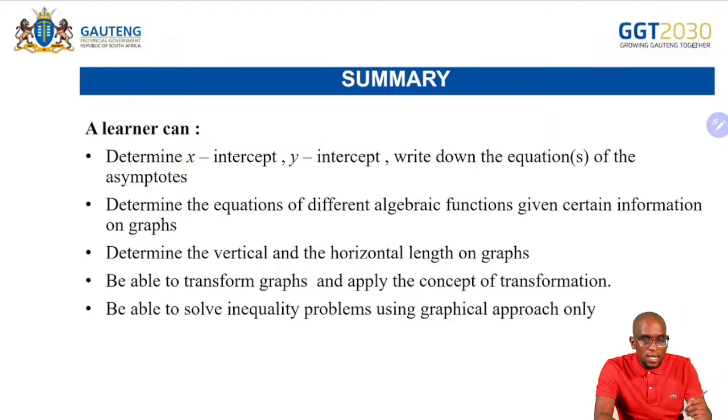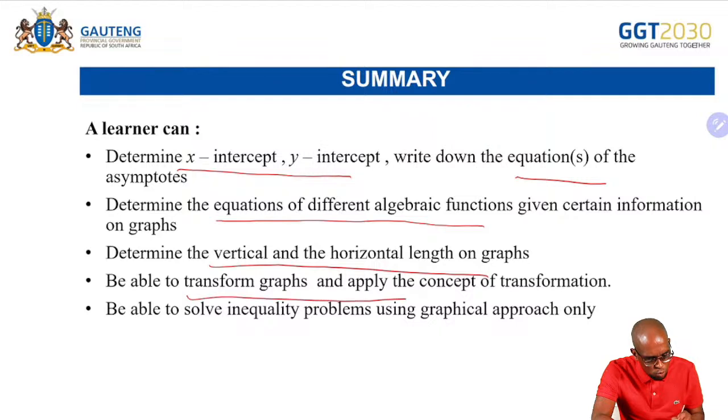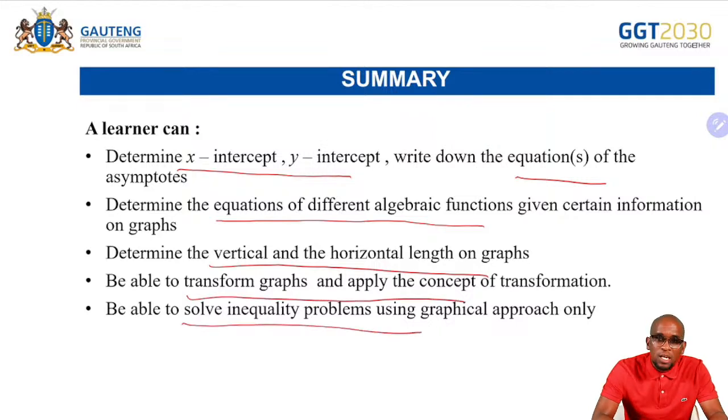But now the summary of this lesson is that we learned that we can determine the x and y intercepts as well as write the equations of the functions. We determined the different equations of all these functions. We worked with horizontal and vertical lines. We worked with the concept of transformation, and we were able to solve some inequality problems. That's basically our objectives for today.